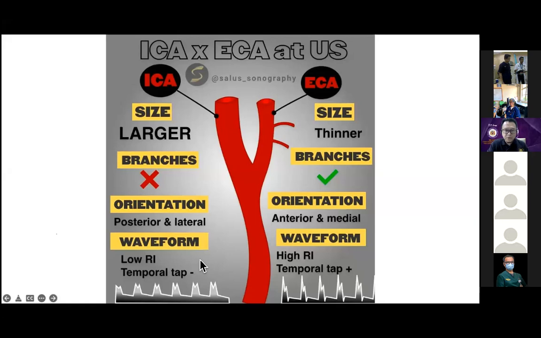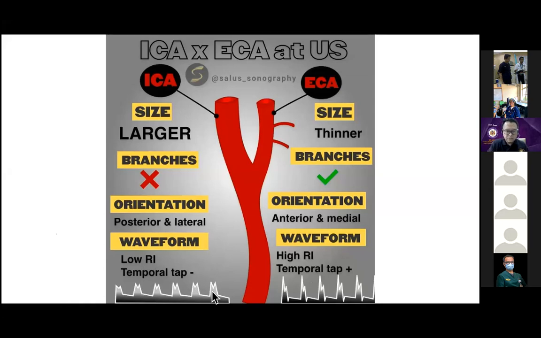Okay, of course the waveform. If we compare the ICA and ECA, we can see a low RI in the ICA. I think Dr. Adi discussed the resistive index. Of course, logically our ICA, which supplies our brain, should have a low RI compared to the ECA, which has a high resistive index.